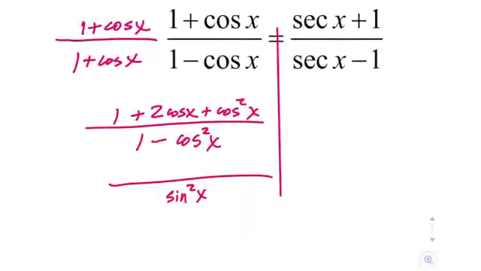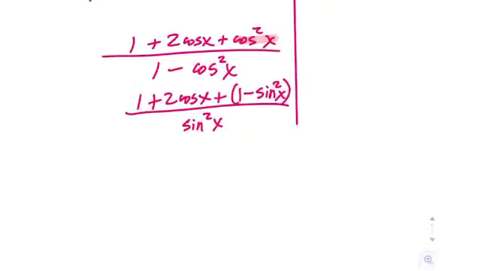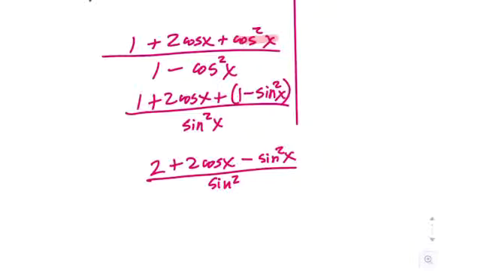Well, some of y'all went ahead and changed cosine squared to sine squared, which would be fine. 1 plus 2 cosine of x. Plus, if you want parentheses just to show the substitution, it's 1 minus sine squared. Would those sine squareds divide out now? No. Heck no. No, not even. So what are you left with? Well, on the top you have 1 plus 1. You have 2 plus 2 cosine of x minus sine squared of x all over sine squared of x.